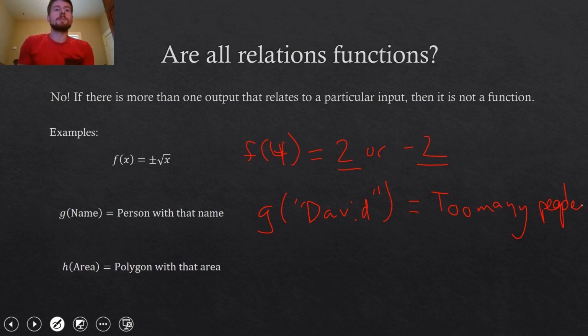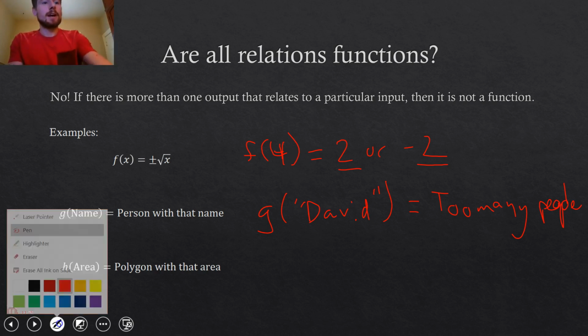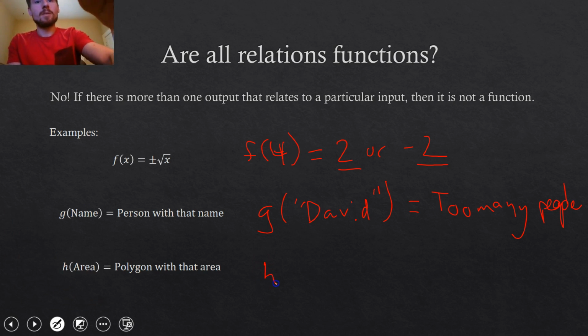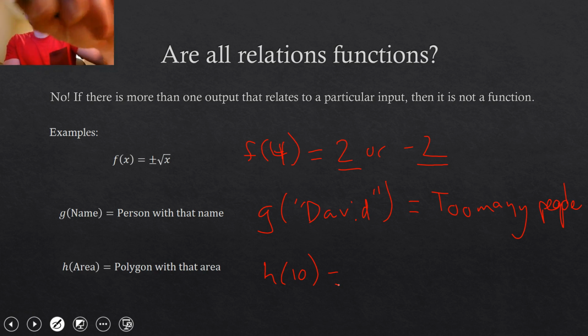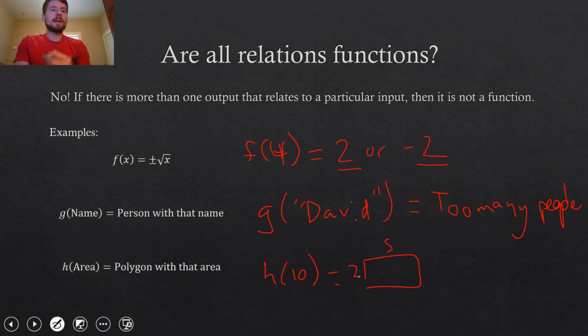Here's another example of something that's not a function. It's a relation though. So you plug an area in. So your input is an area. For example, you have an area that's 10, so you want 10 units squared. And then the output is a polygon with that area. Well, we can come up with many polygons that are going to have an area of 10. For example, I could draw a rectangle that's a 5 by 2 rectangle, and that would be an answer.